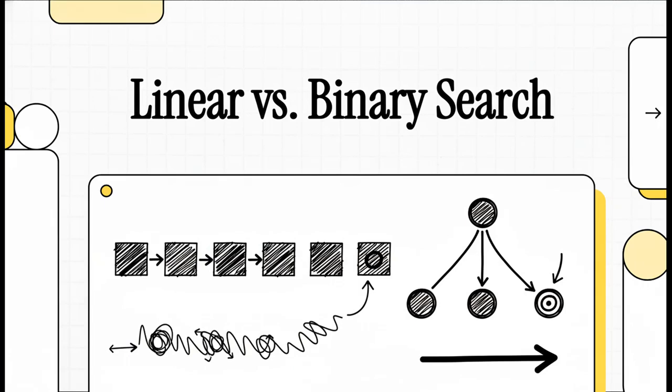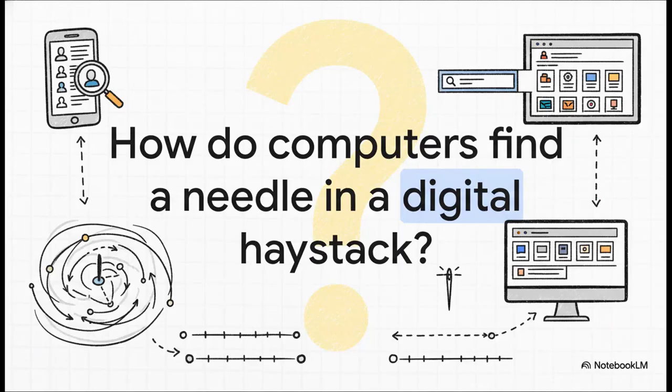Every time a computer needs to find a piece of information, it faces a fundamental choice. Does it do things the simple, straightforward way? Or does it take a clever, more efficient route? Today, we're diving into that exact choice by looking at two classic algorithms, the trusty linear search versus the lightning-fast binary search. So let's get right to it.